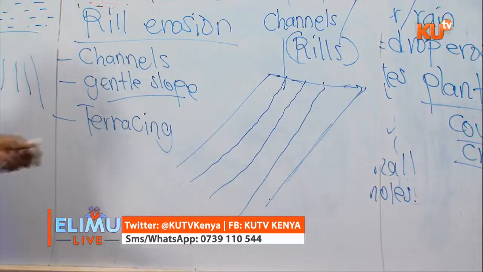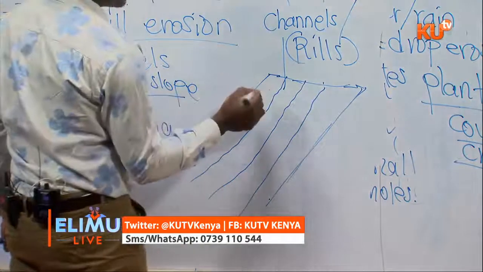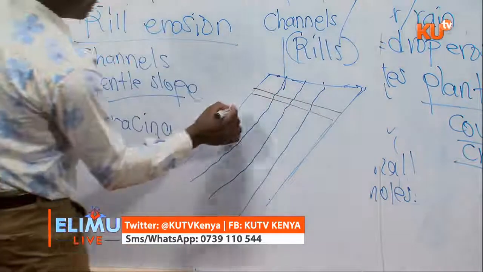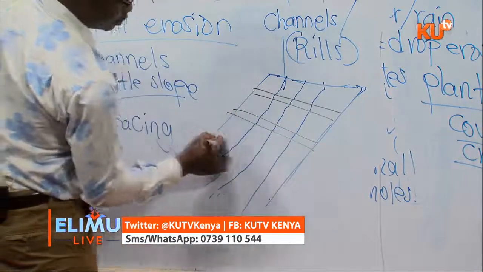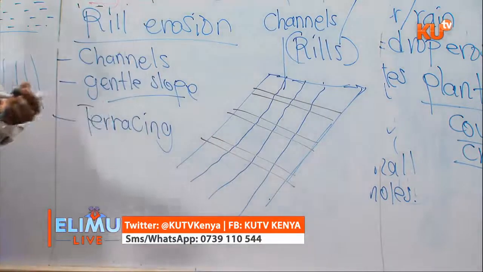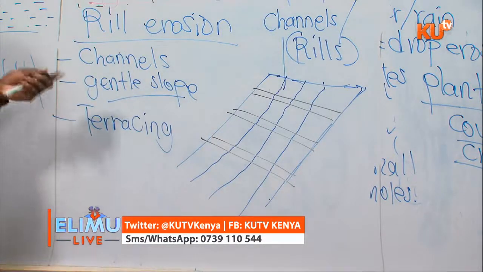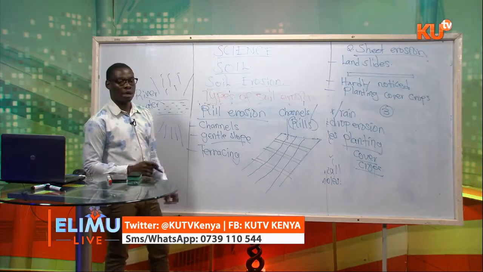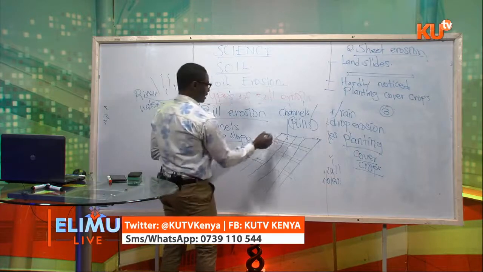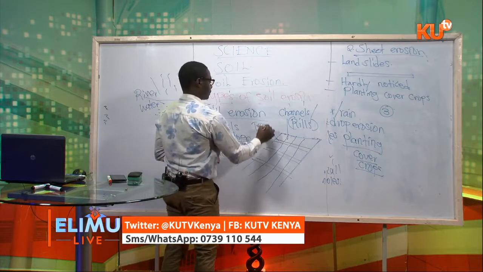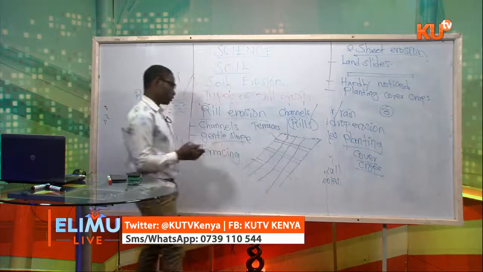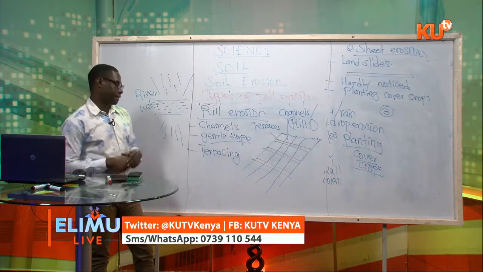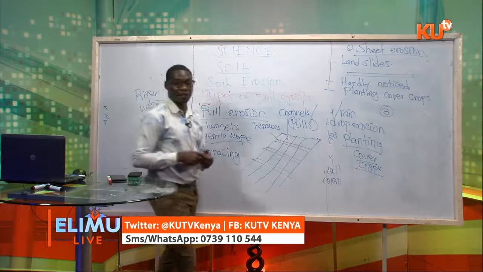So how will terracing be done? The terracing will be done such that you construct a terrace here. You construct a terrace there. You construct another terrace here. You construct another terrace here. So when you do that, you will be able to reduce the speed of the water that is flowing, and the soil particles will be deposited there. So these are terraces. So rill erosion can best be controlled by terracing. I believe we are together and you're following the lesson.